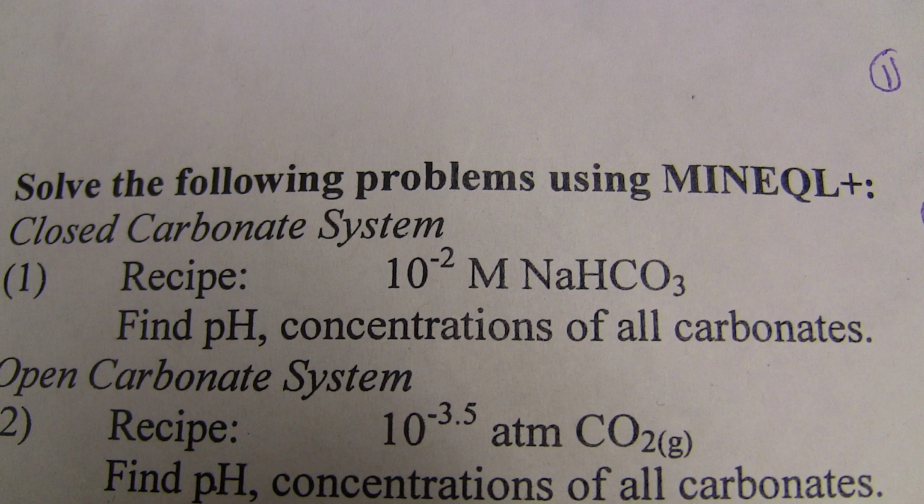The problem that we're going to use to demonstrate MINEQL for ECHEM is actually the first problem off of our homework set assigned to MINEQL. The problem is looking at a closed carbonate system. We're using 10 to the minus 2 molar of NaHCO3, and we need to find the pH and the concentration of all the carbonates.